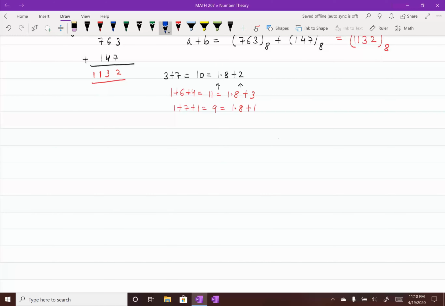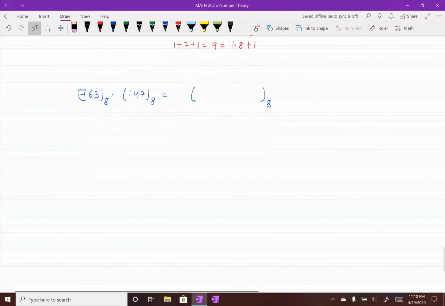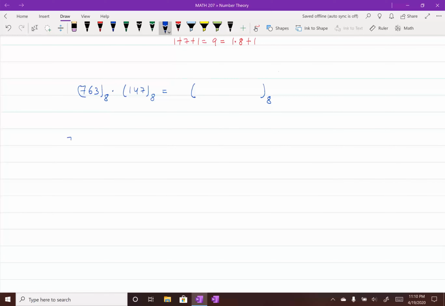Let's see how you're going to do the product of 763 with the base 8 and 147 with the base 8. What will that number be equal to with the base 8? To answer this question we're going to do the product in a useful way. 763 is going to be my first integer with the base 8 and 147 is going to be my second integer, and I'm going to do the product of these two expansions.